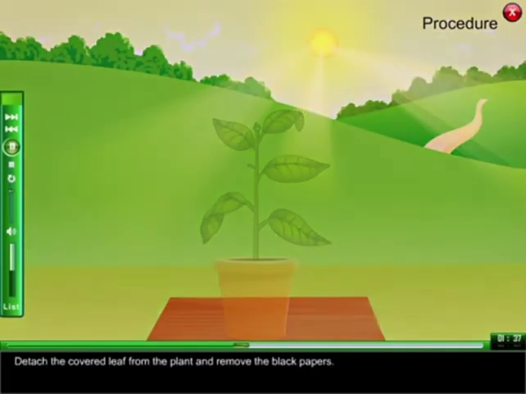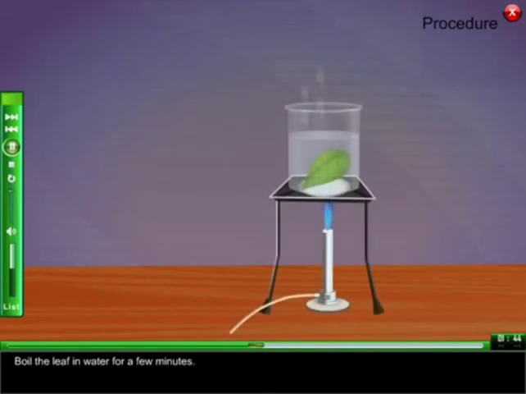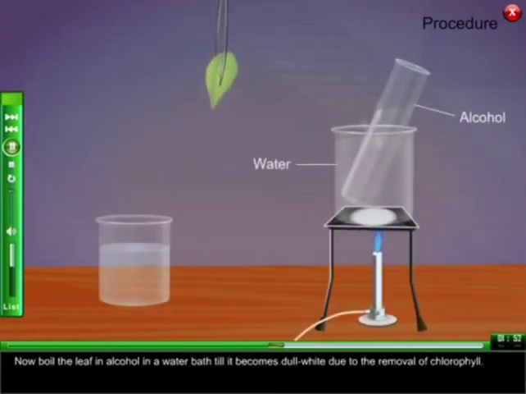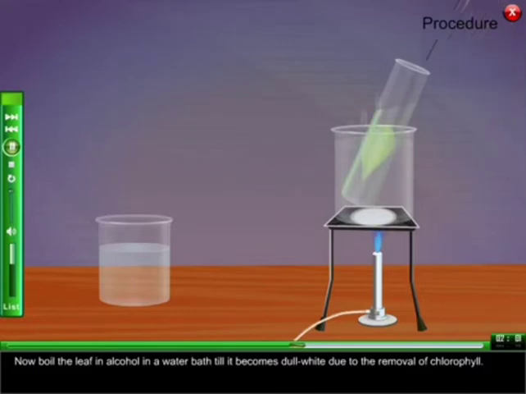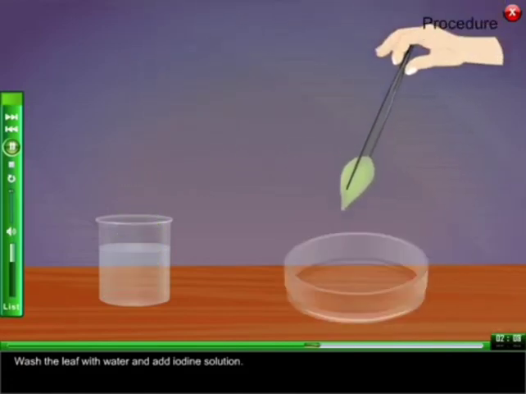After a few hours, detach the covered leaf from the plant and remove the black papers. Boil the leaf in water for a few minutes. Now boil the leaf in alcohol in a water bath till it becomes dull white due to the removal of chlorophyll. Wash the leaf with water and add iodine solution.